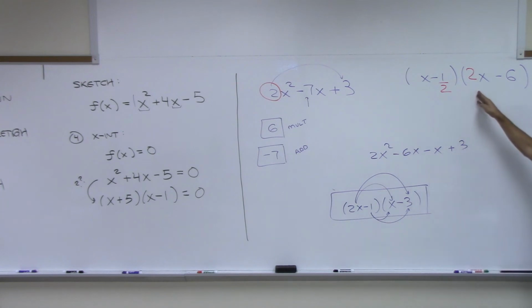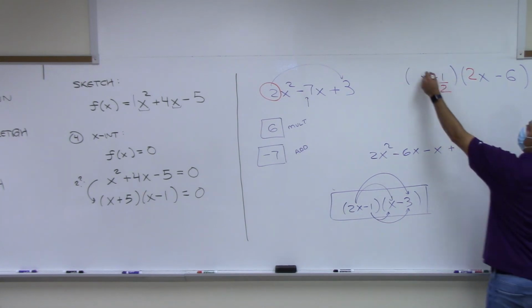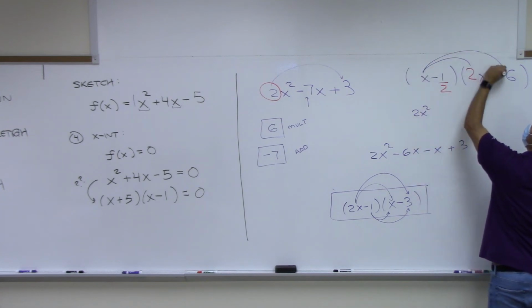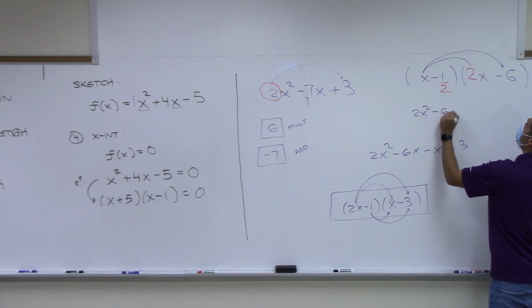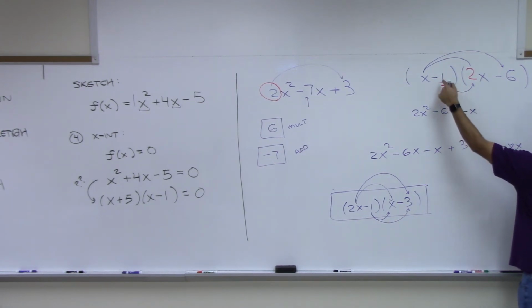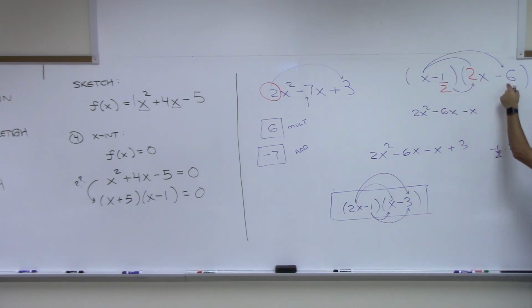Now, this one works as well. If I go here to here, I get 2x squared. Here to here, I get minus 6x, right? And then here to here, you have to take negative 1/2 multiplied by 2x. The 2's cancel and you just get negative x. And then negative 1/2 times negative 6 is a positive, and half of 6 is 3. So it works.